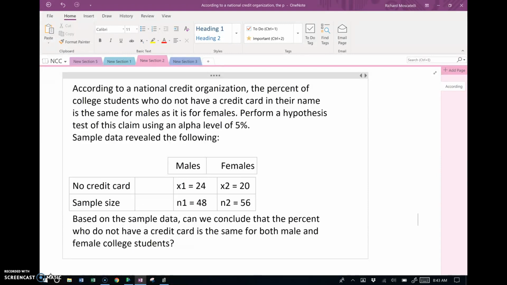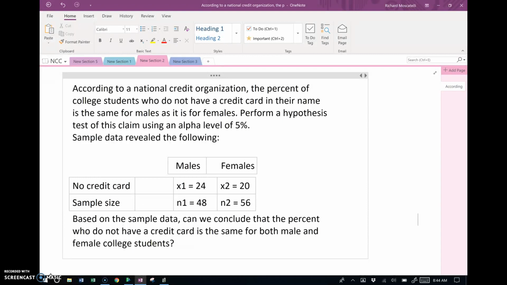The number of males that don't have a credit card, as you can see in their sample, was 24 out of 48. And the number of females that don't have a credit card is 20 out of 56. Based on the sample data, can we conclude that the percent who do not have a credit card is the same for both male and female college students?